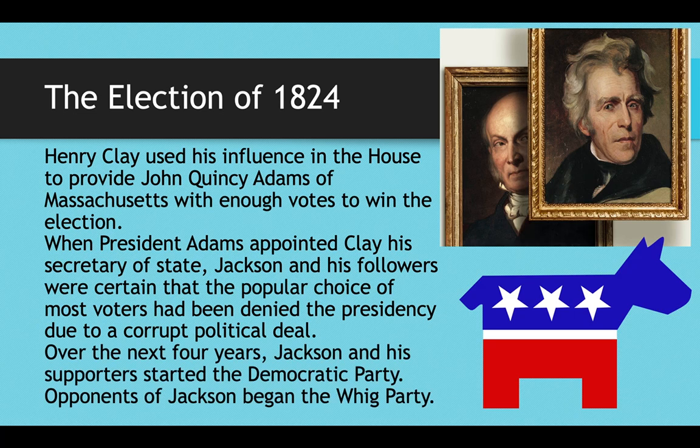So over the next 4 years, during John Quincy Adams' presidency, Andrew Jackson and his supporters started a new political party known as the Democratic Party, and that is still the Democratic Party that exists today. Opponents of Jackson began the Whig Party. So by the time of the next election, we would no longer have this one-party system that had dominated America for the past decade. We would now have a 2-party system again, but there would be 2 different parties than it was before.